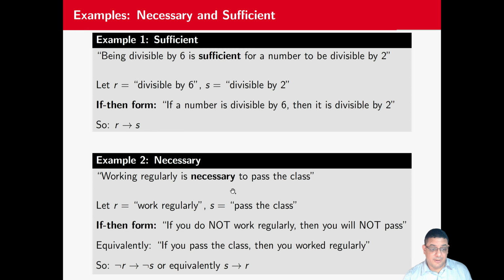Now in terms of necessary: working regularly is necessary to pass the class. So we can have R be work regularly and S be pass the class. The if-then form will be: if you do not work regularly, then you will not pass the class. And this is also equivalent to: if you pass the class, then it's because you work regularly. And so the negation of R implies the negation of S will be equivalent to S implies R.